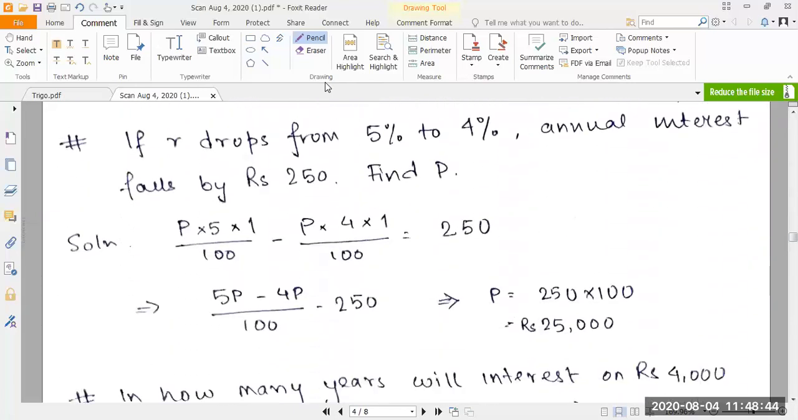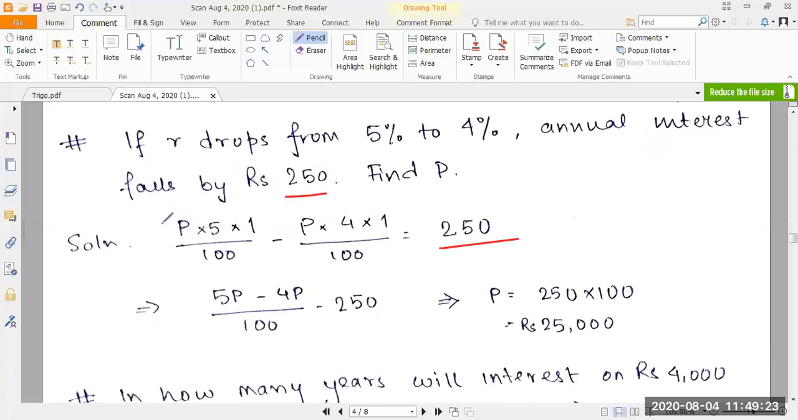Let's move on to the next sum. The sum says, if R drops from 5% to 4%, annual interest falls by rupees 250. Find the principal. Naturally my interest accrued will drop because they are considering a smaller portion of the principal. So I take the simple interest at 5% and the simple interest at 4%, take the difference of both of them, and say that this is 250.